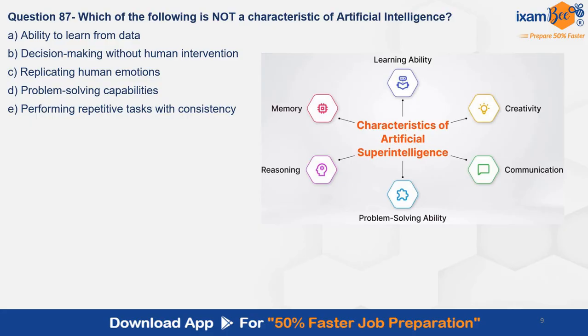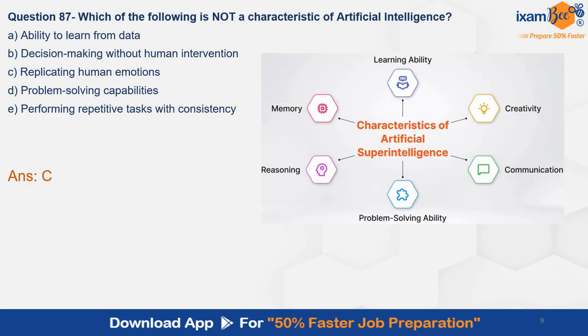Question number 87. Which of the following is not a characteristic of artificial intelligence? A. Ability to learn from data. B. Decision making without human intervention. C. Replicating human emotions. D. Problem solving capabilities. E. Performing repetitive tasks with consistency. And the correct answer is C.